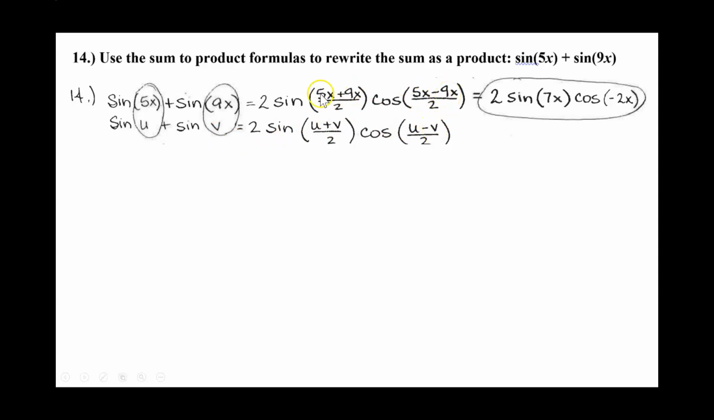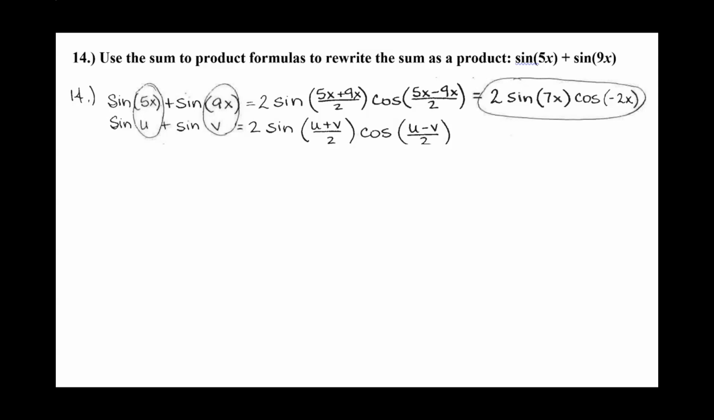All right. So 5x plus 9x is 14x divided by 2 would be 7x. And then 5x minus 9x is negative 4x divided by 2. That would be negative 2x. There is no way to combine these any further. That is my final answer.